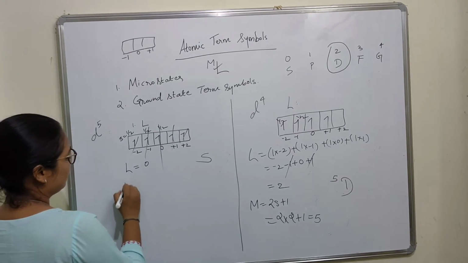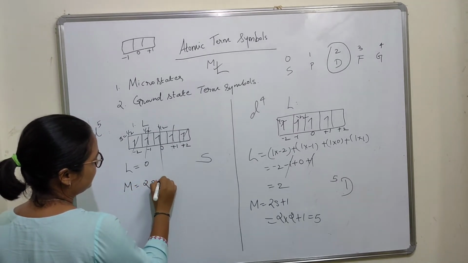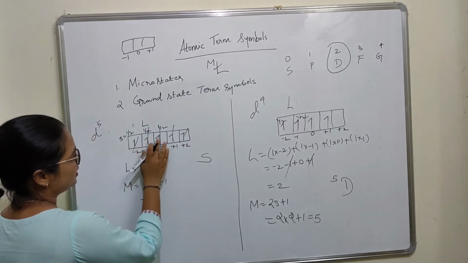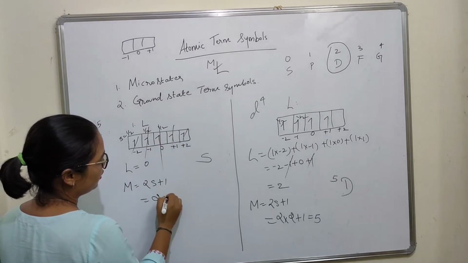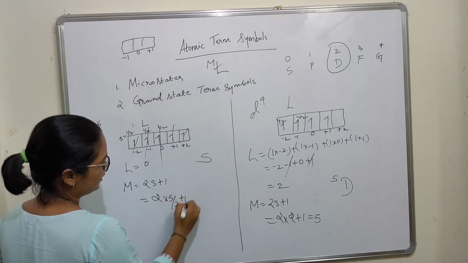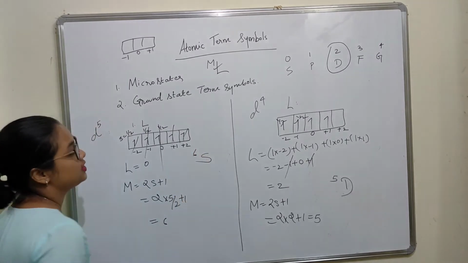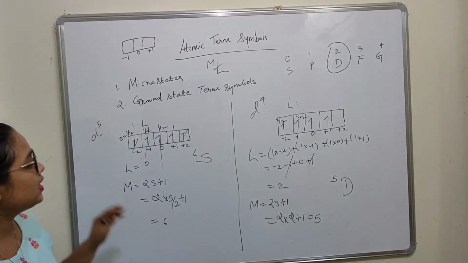Okay, now let's calculate M. So I have 2S plus 1. Okay, so half plus half plus half plus half plus half. So that is going to give me 5 by 2 plus 1. So this will be 6. So the symbol is going to be 6S. Okay, as simple as that.